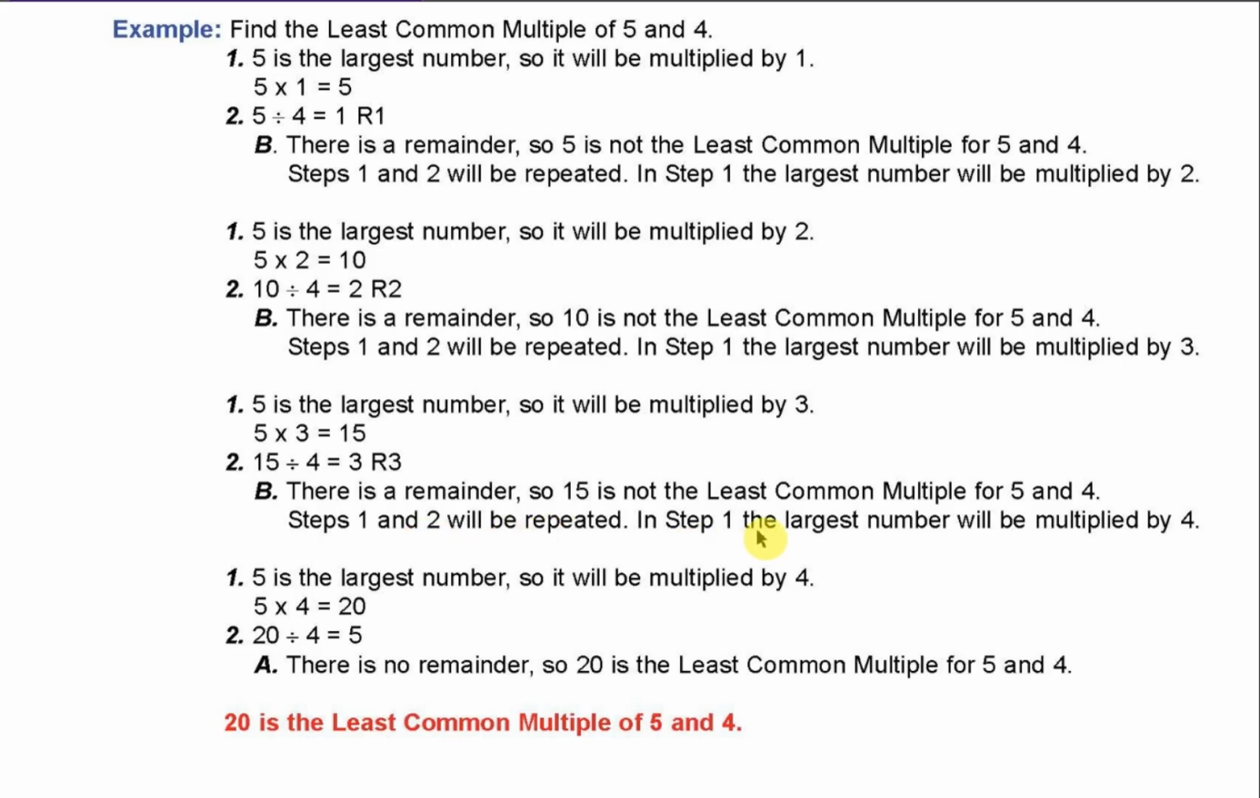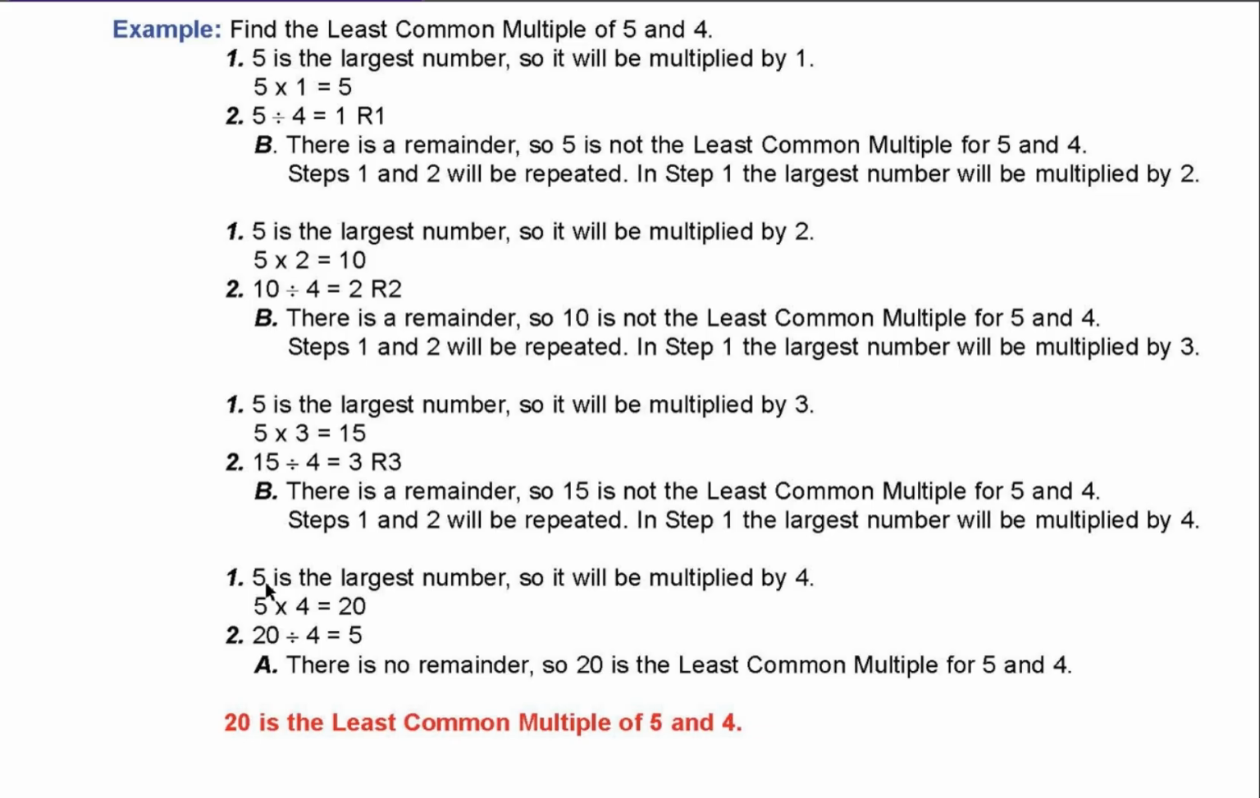This time, we will multiply the largest number by 4. Notice, we multiplied by 1, and we didn't find the least common multiple. Then we multiplied by 2, and we still didn't. Then we multiplied by 3, and that did not give us the least common multiple. Now we're going to multiply by 4 and see if that will give us the least common multiple.